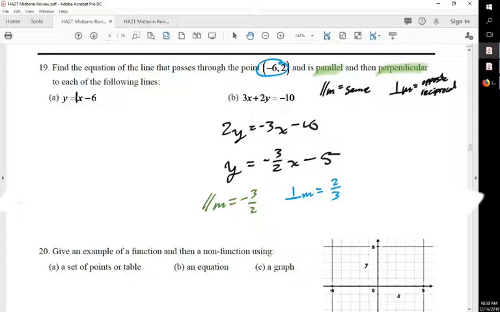Then use this point and this slope to write that equation. So you're going to write a parallel equation and a perpendicular equation. So to do the parallel one, it'd be y minus 2 equals negative 3 over 2x plus 6. For the perpendicular one, it would be y minus 2 equals 2 over 3x plus 6.